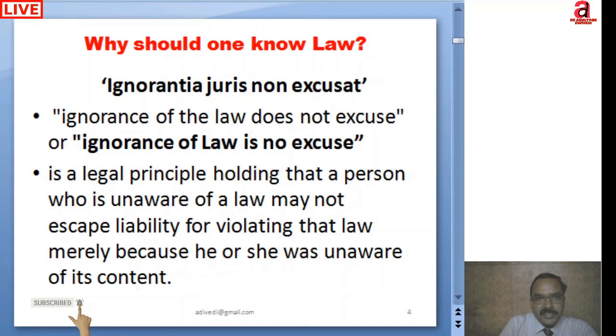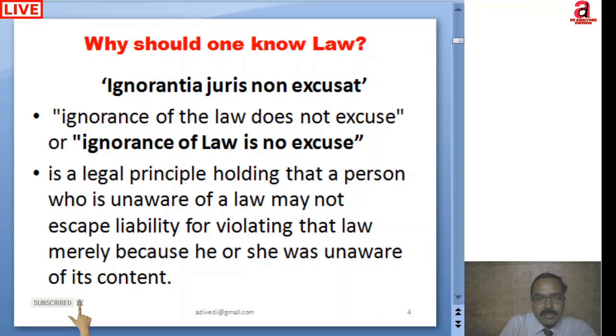Now the question arises, why should one know law? There is a Latin maxim related to this question, that is Ignorantia juris non excusat. That means ignorance of the law does not excuse, or ignorance of law is no excuse, which means there is a legal principle holding that a person who is unaware of a law may not escape liability for violating that law merely because he or she was unaware of its content.